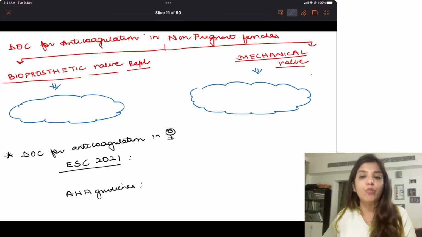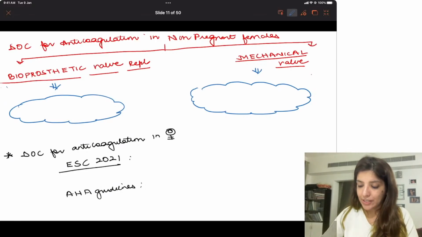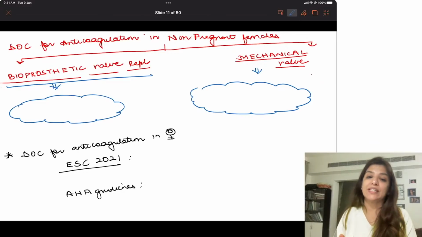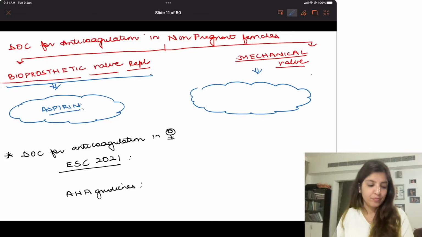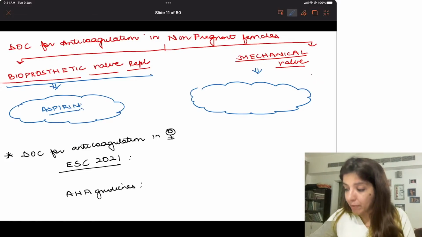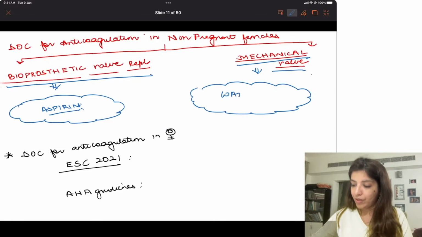If there has been a bioprosthetic valve replacement in a non-pregnant female, tell me what is the anticoagulation of choice? For bioprosthetic valve replacement in a non-pregnant female, the anticoagulant of choice is neither warfarin nor heparin, it is aspirin. Right? If there has been a mechanical valve replacement, then the answer is warfarin.